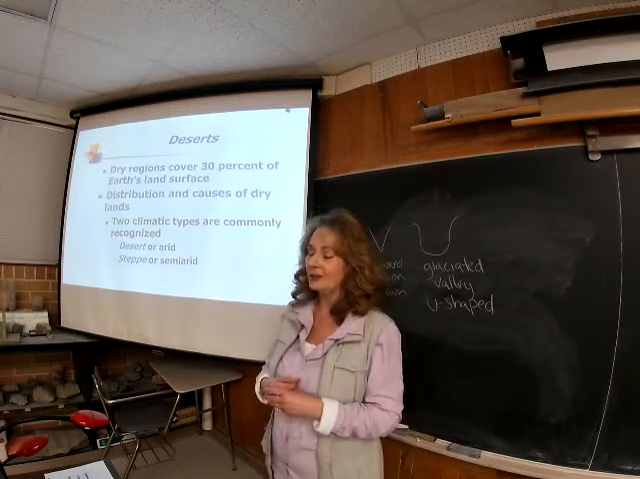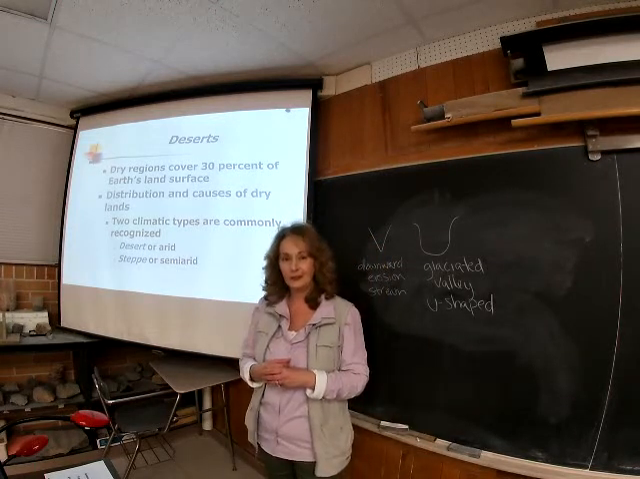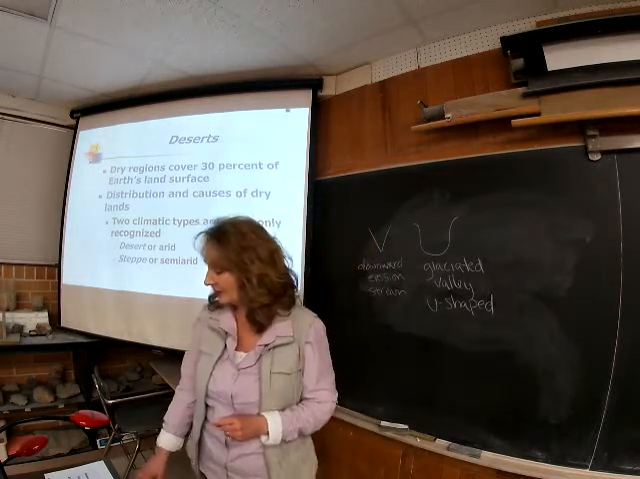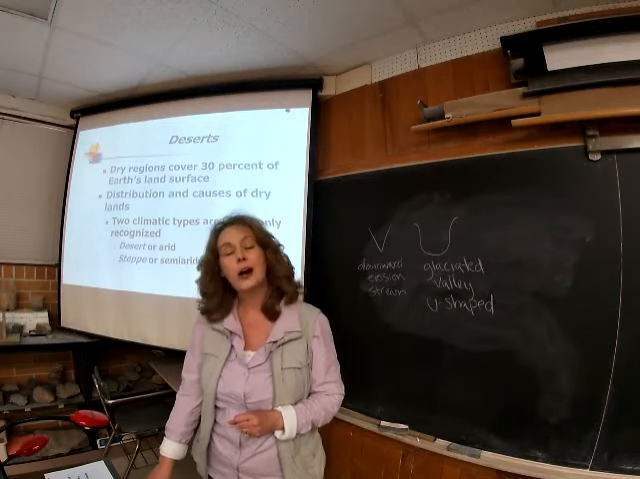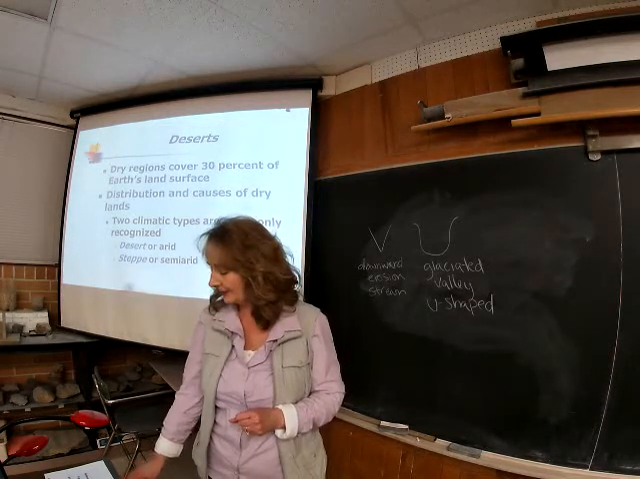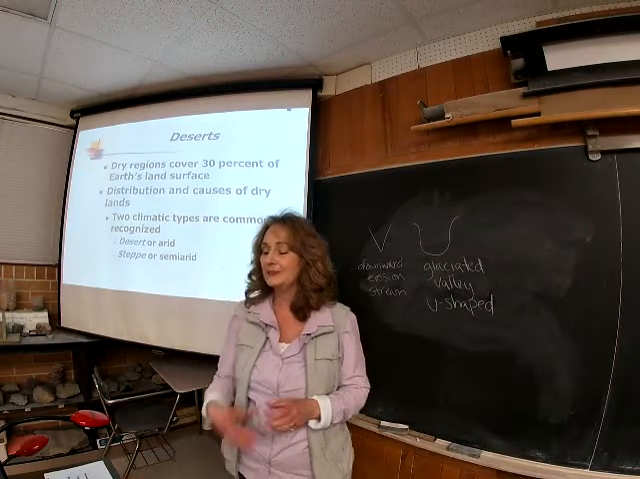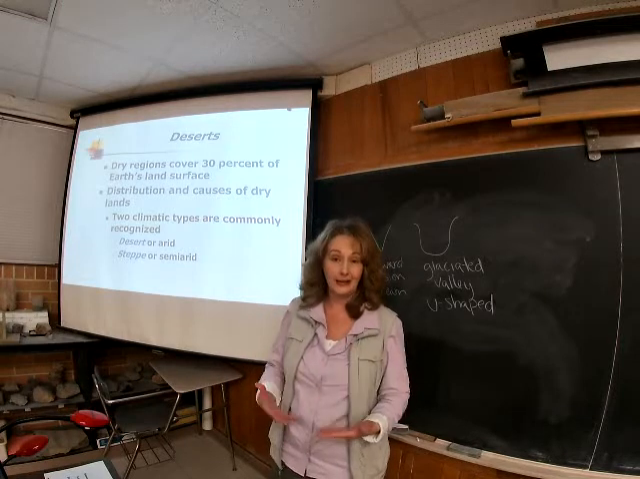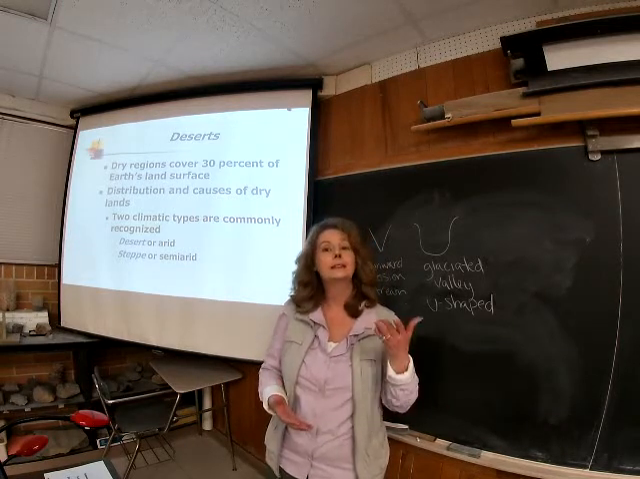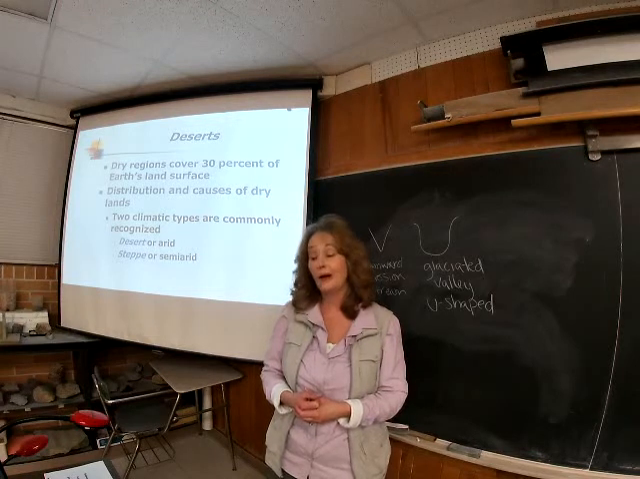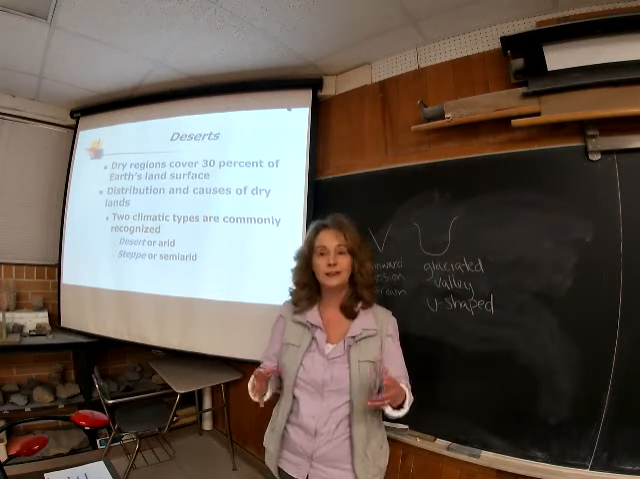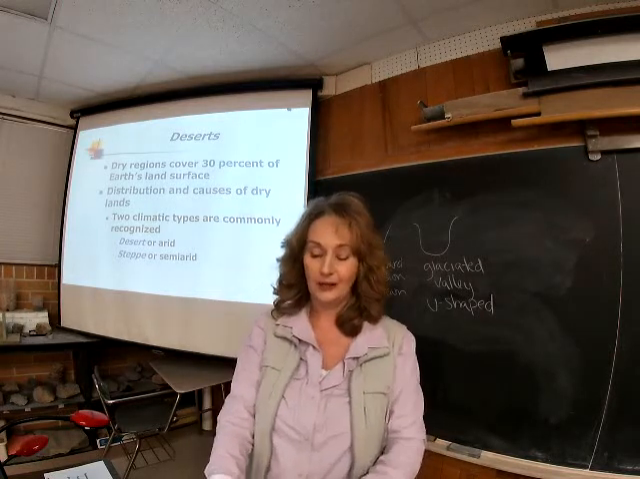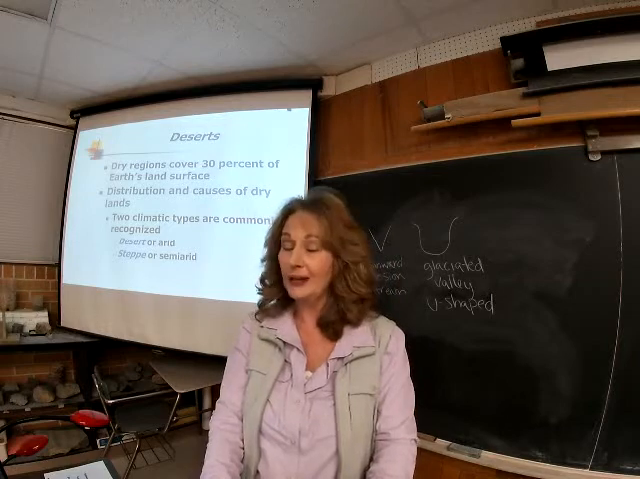So dry regions cover 30% of Earth's land surface. So we do have some major belts where we have deserts located. Distribution and causes of drylands, so very important here. We've got two different types of climate zones, and they typically surround one another. But a desert or an arid region, again, is less than 10 inches of precipitation a year. That is the textbook definition of a desert.